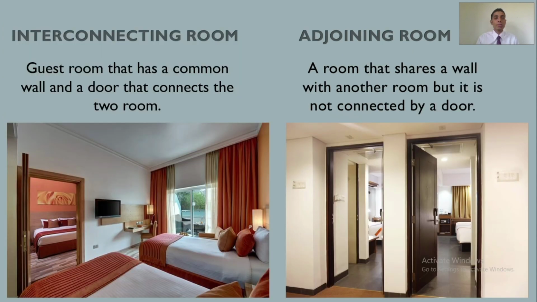Interconnecting room: a guest room that has a common wall and a door that connects two rooms. As we can see here in the picture, once the guest enters one room, and without going back to the corridor, the guest enters another room through a connecting door, then these two rooms are interconnecting rooms. And we have the adjoining room, a room that shares a wall with another room but is not connected by a door. Unlike an interconnecting room, an adjoining room is not connected by a door, but they share a common wall. In an adjoining room, if the guest wishes to go to another room, they have to come out to the corridor and enter from a different door.